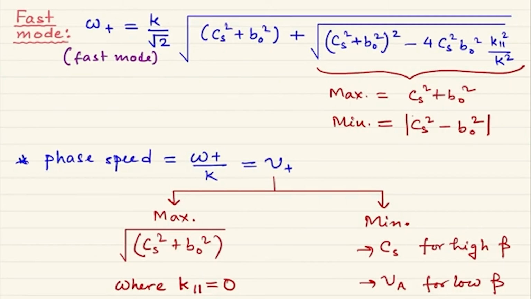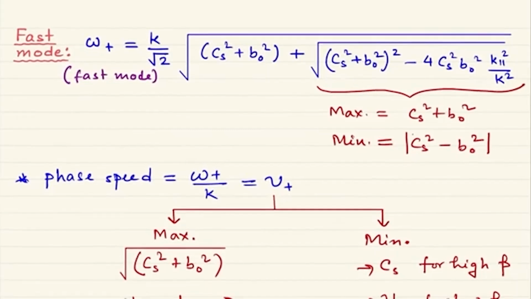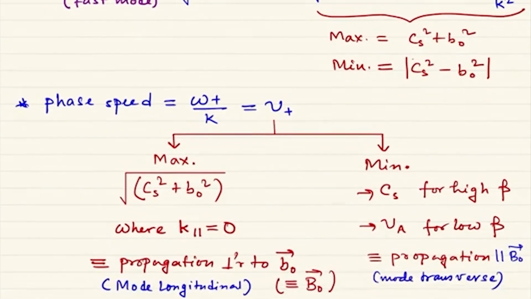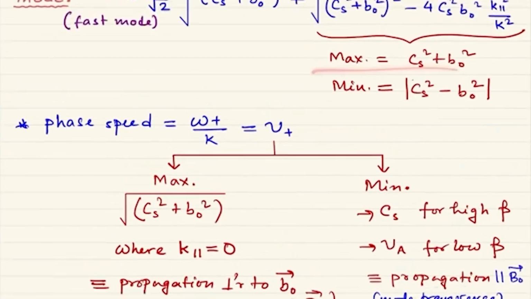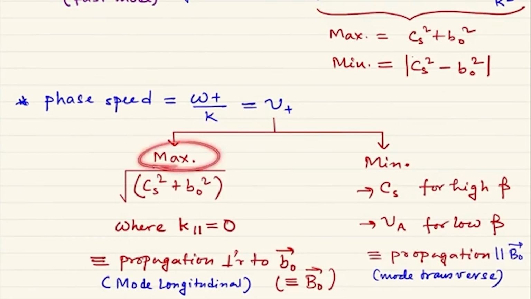Okay, and then you can simply say that this is exactly our phase speed. So phase speed is root over Cs square plus B0 square. This root 2, and there will be another root 2 which cancels each other. So this is the case where this value has a maximum value, and this corresponds to the maximum phase speed.